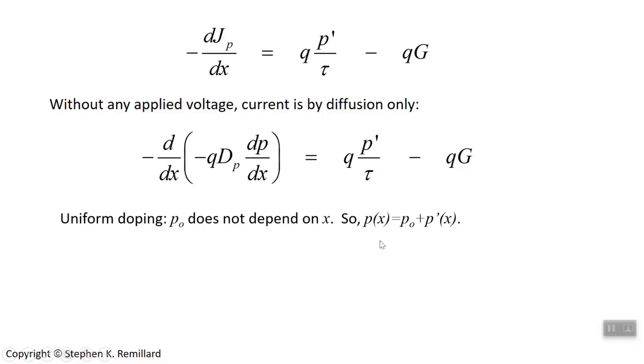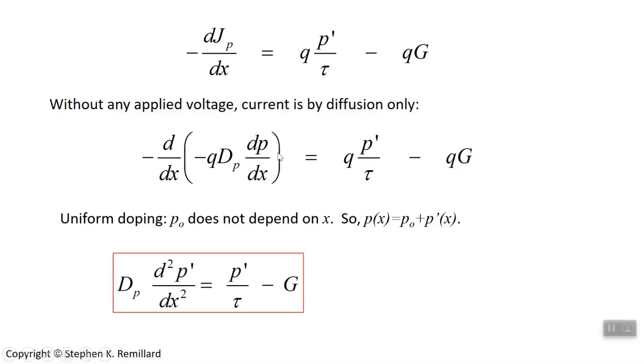The total hole density is the equilibrium hole density, p0, which is n sub i squared divided by n, plus the excess hole density. And only the excess hole density has position dependence. In this derivative, p can be replaced with p prime. So go ahead and do that. You just write p prime instead of p, and you have this final expression.